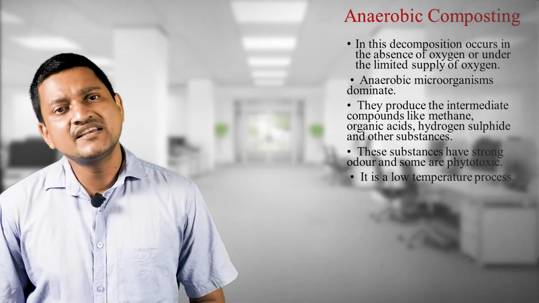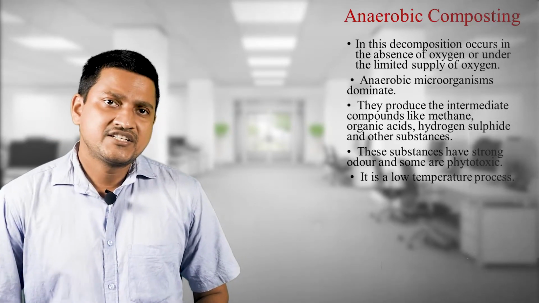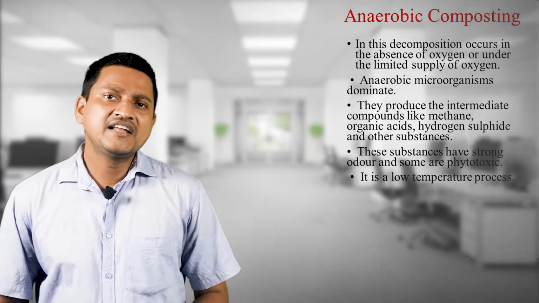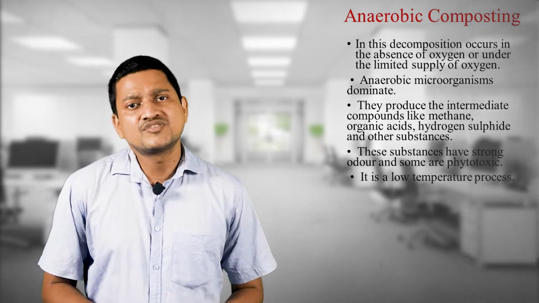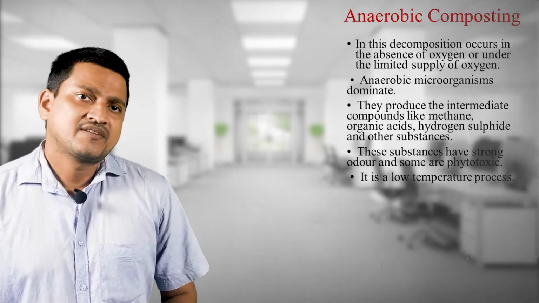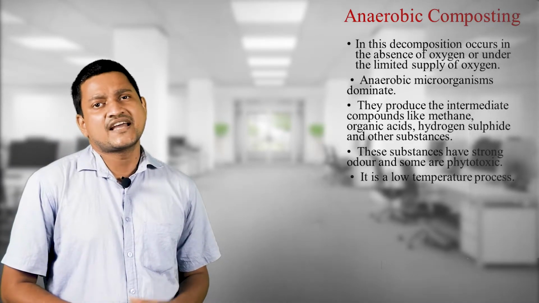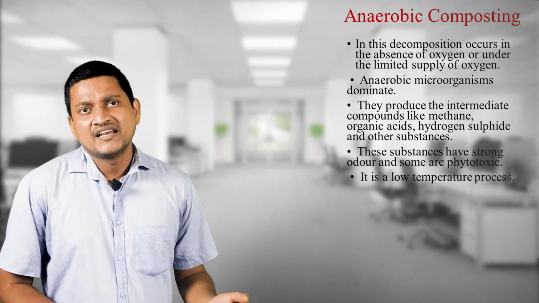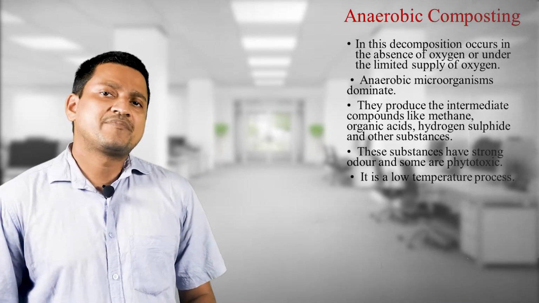They produce intermediate compounds like methane, organic acids, hydrogen sulfide and other substances. These substances have strong color and some are phytotoxic. Anaerobic composting is a low temperature process, but the aerobic process is a high temperature process.